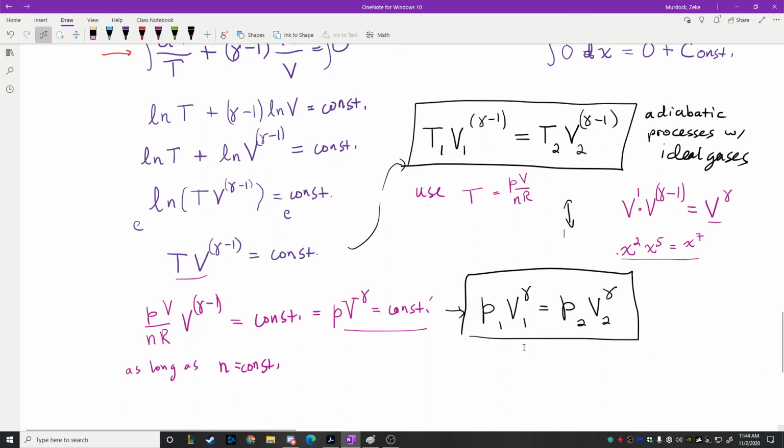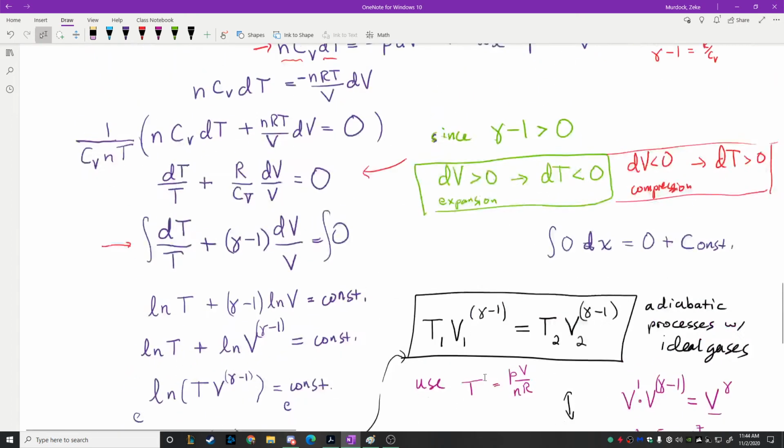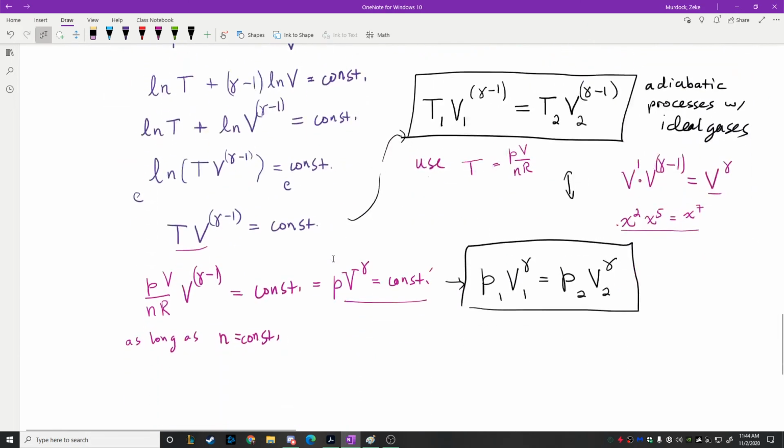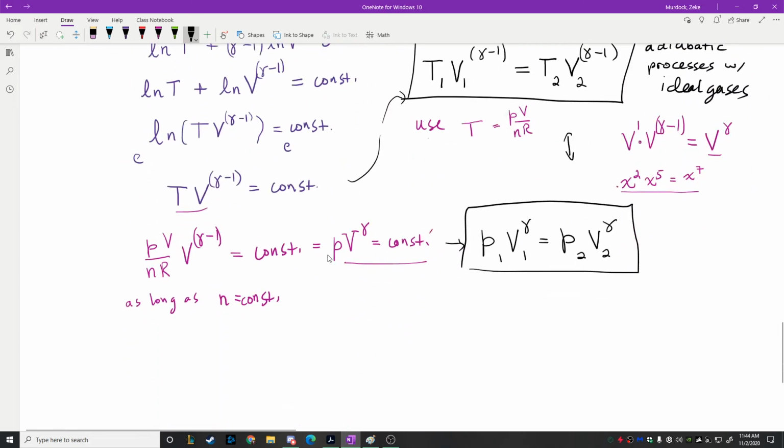Next thing we can do is we can relate these equations that we've gotten here to the work that's done right here. So let's do that. Okay, so if we want to talk about the work done on or by the system, we know that the work done is equal to the negative of the change in internal energy.